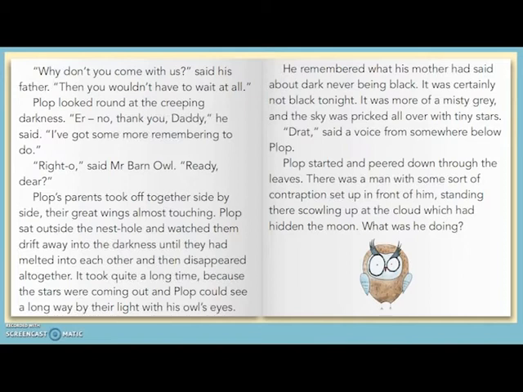"Drat," said a voice from somewhere below Plop. Plop started and peered down through the leaves. There was a man with some sort of contraption set up in front of him, standing there scowling up at the cloud which had hidden the moon.